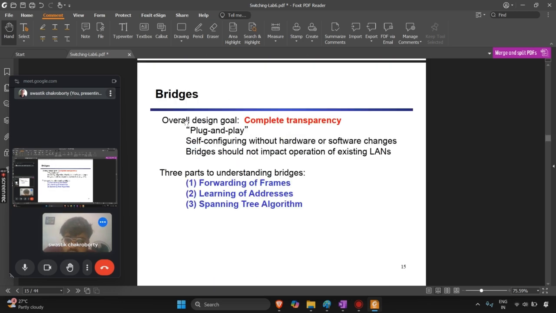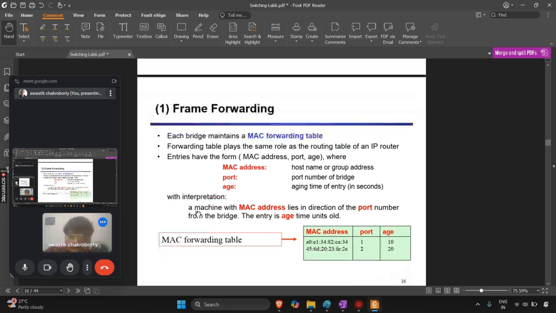So how do bridges work? There is a three-part process to learning the operation of a bridge. There is the forwarding of frames, there is the learning of addresses, and then there is the spanning tree.